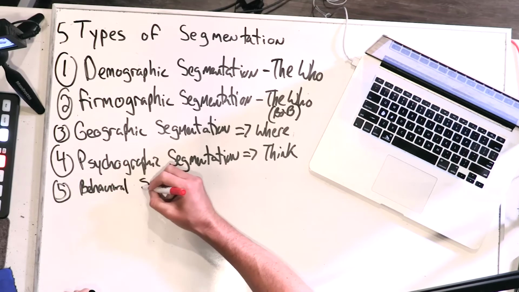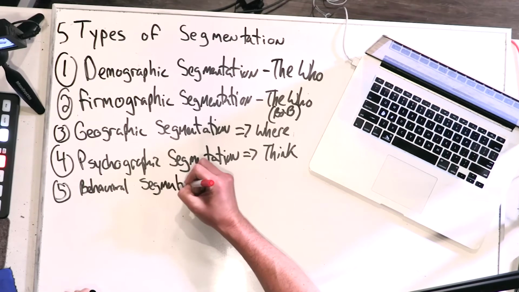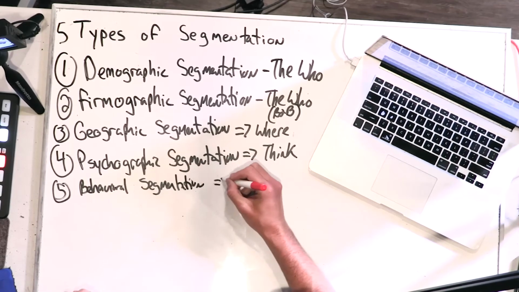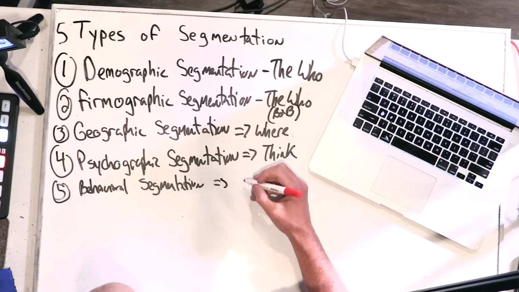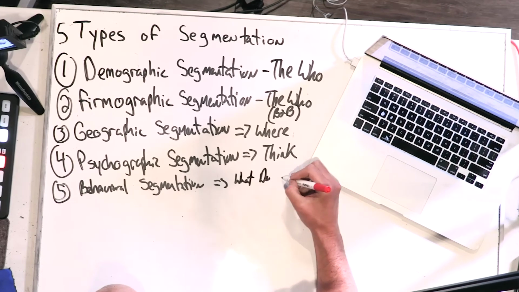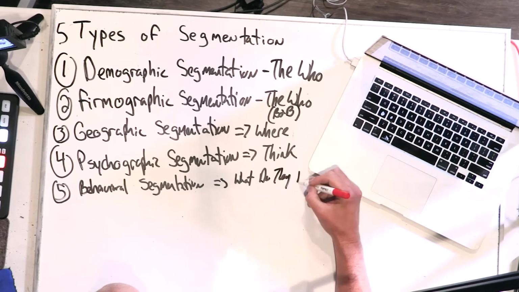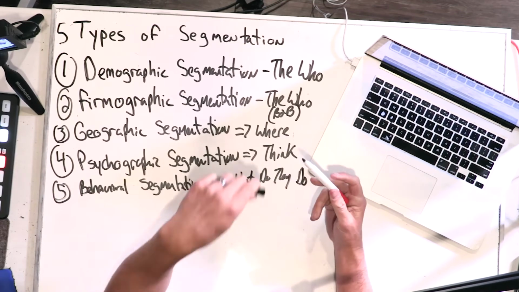And number 5 is behavioral segmentation. And that is all around what do they do? What do they do? How do they behave? How do they use your product? Are they loyal to your specific product or service?